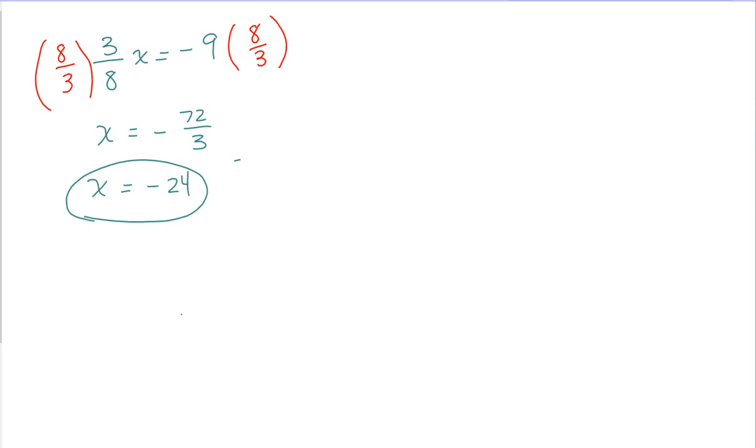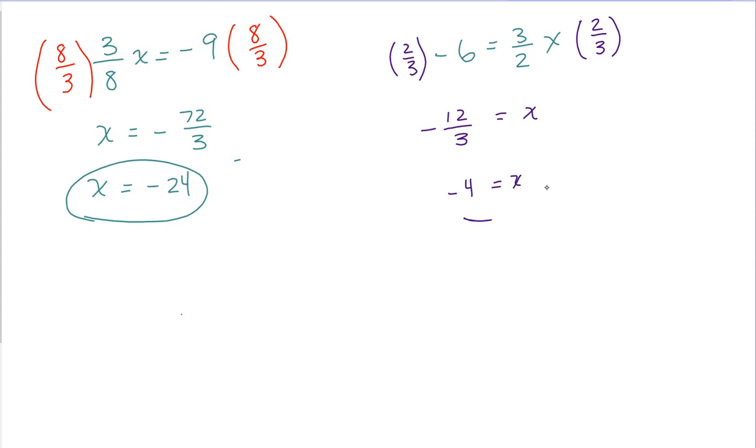One more. -6 equals 3 over 2 x. We're going to do the same thing here. We're going to multiply each side by the reciprocal. So 2 over 3. And then when we multiply out, we're left with just x over here. -6 times 2 is -12 over 3. And we're left with -4 equals x.